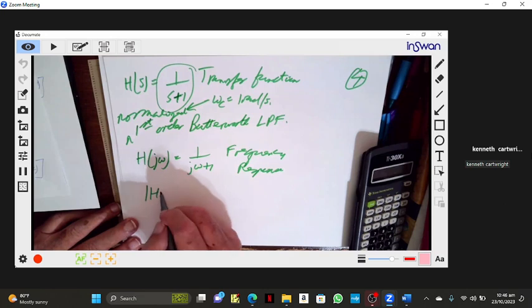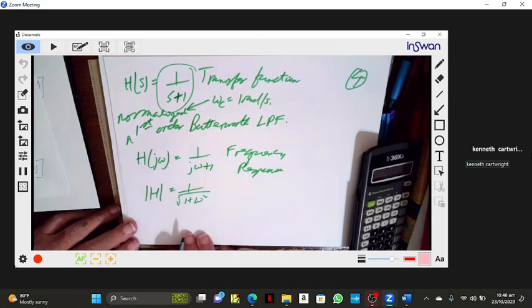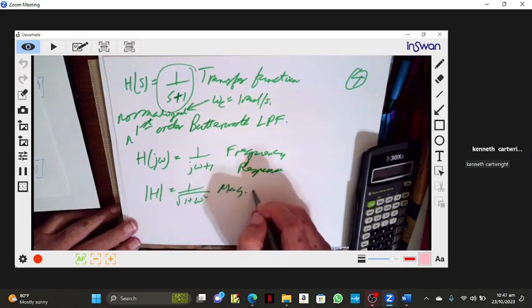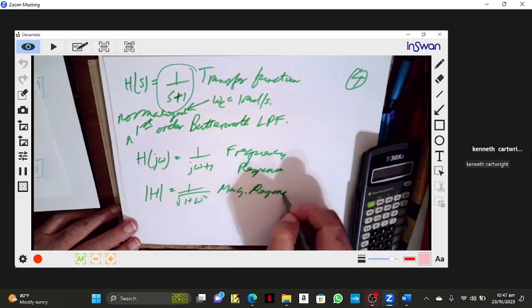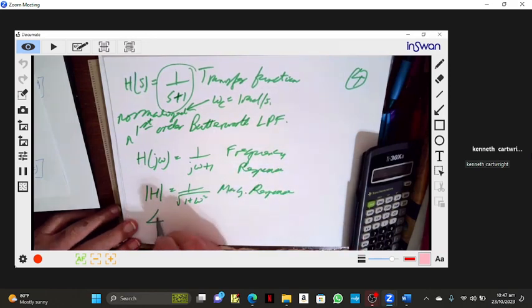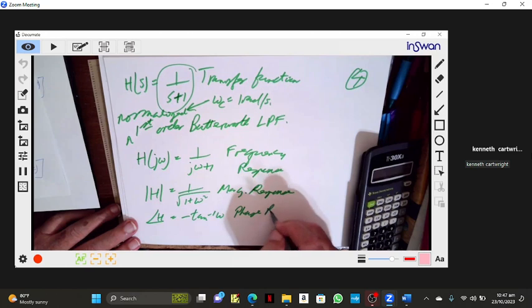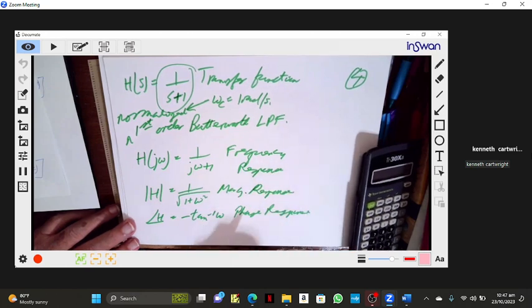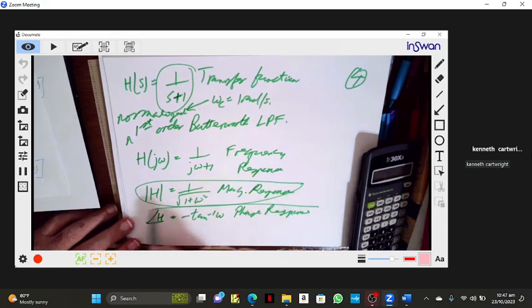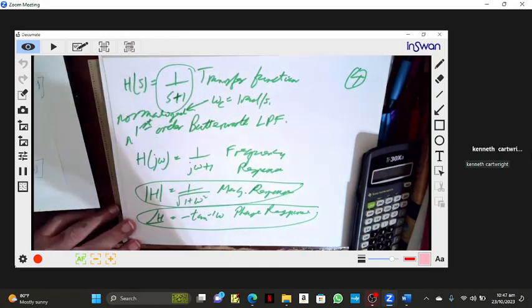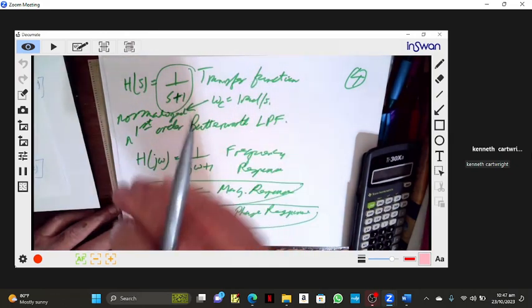Now we can find the magnitude of this, which is 1 over the square root of 1 plus omega squared. So this would be the magnitude response. Or we can find the angle of H, which is the angle of top minus the angle of bottom, which would be negative inverse tan of omega. And this would be the phase response. And we usually plot this on its own graph, and this on its own graph, the phase. The frequency response comes from the transfer function.